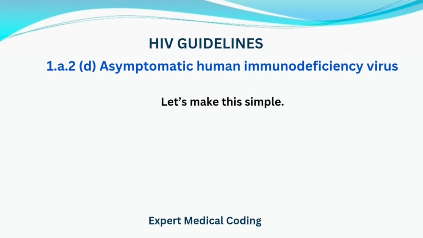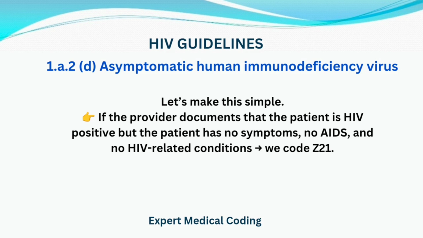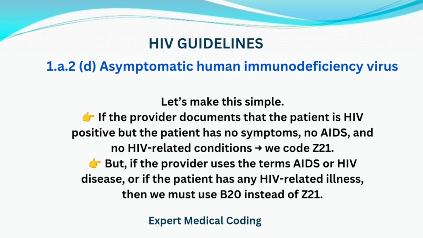So let's make this simple. If the provider documents that the patient is HIV positive, but the patient has no symptoms, no AIDS, and no HIV related conditions, we code Z21. But if the provider uses the terms AIDS or HIV disease, or if the patient has any HIV related illnesses, then we must use B20 instead of Z21.